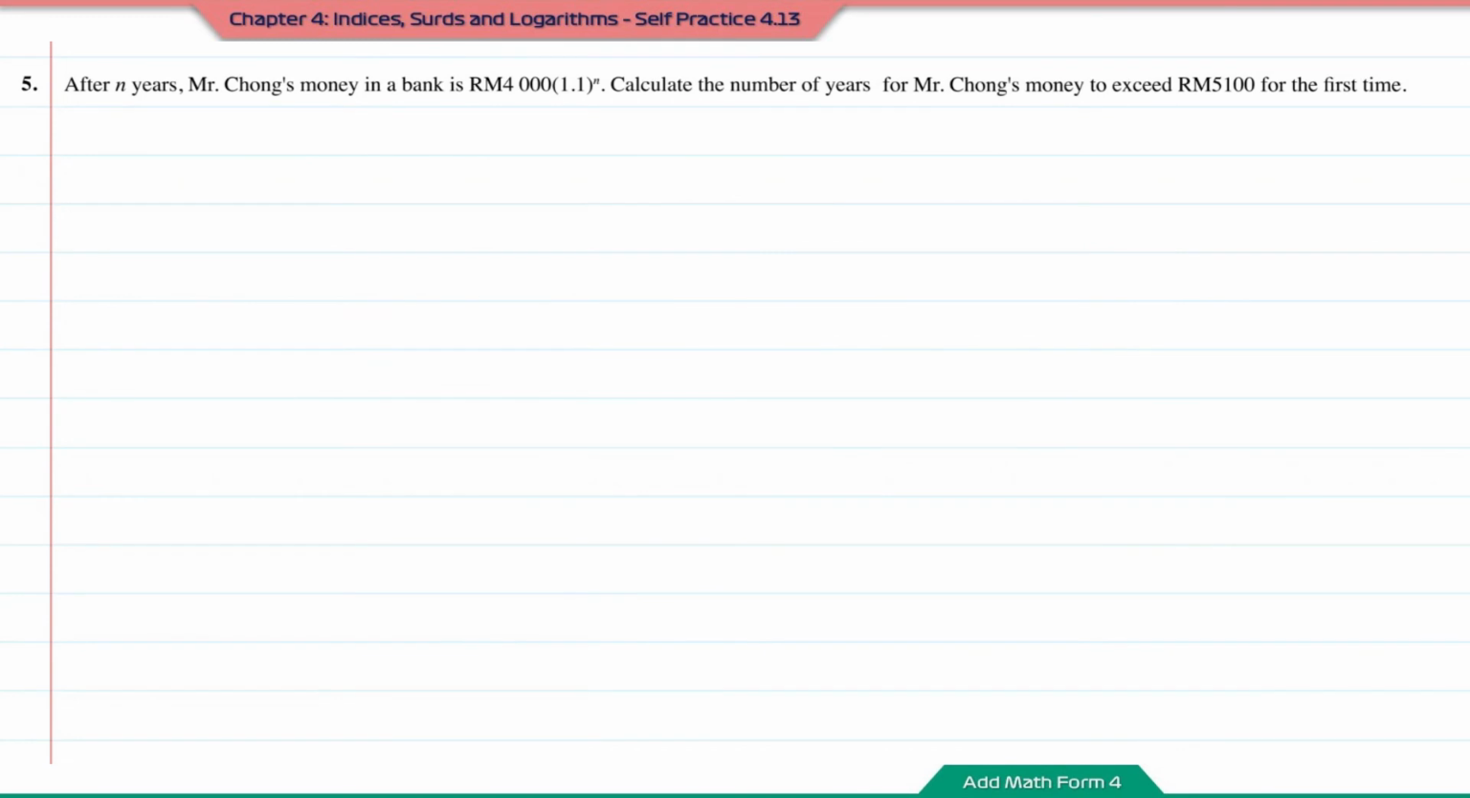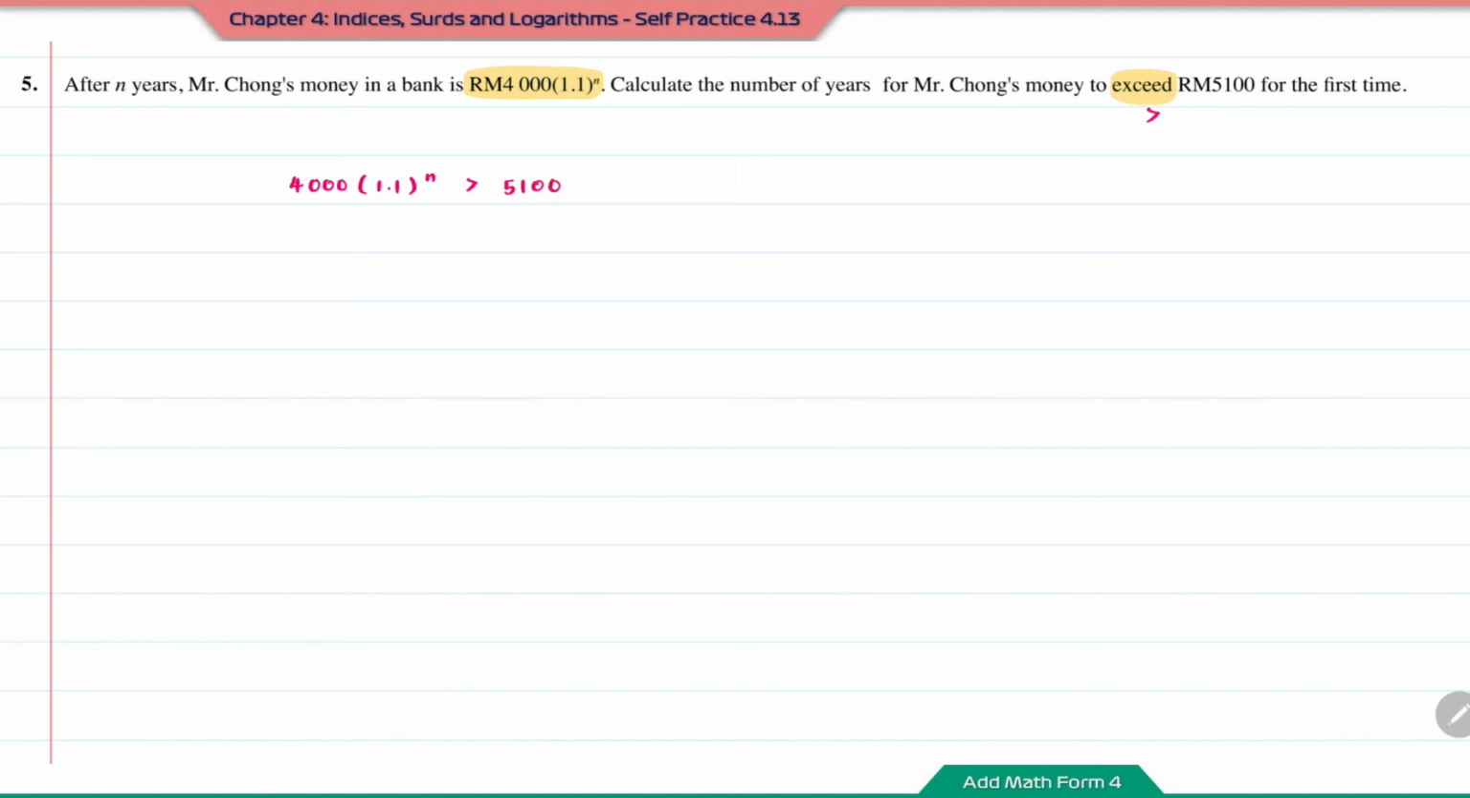Question number 5. After n years, Mr. Chong's money in the bank is Rm 4000 times 1.1 to the power of n. Calculate the number of years for Mr. Chong's money to exceed Rm 5100 for the first time. So this formula is for you to find Mr. Chong's money in the bank after n years. So 4000 times 1.1 to the power of n refers to Mr. Chong's money. Here we want to know when it's going to exceed 5100, which means more than.